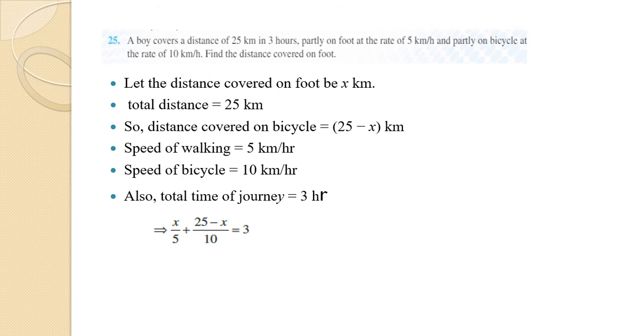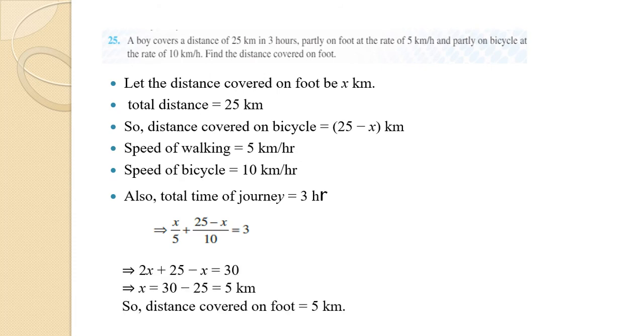I will multiply this equation by 2 and then shift the constants to the other side of the equation. I get 2x plus 25 minus x will be equal to 30. When I solve this further, I get x is equal to 30 minus 25, that is equal to 5 km. So the distance covered on foot will be 5 km.